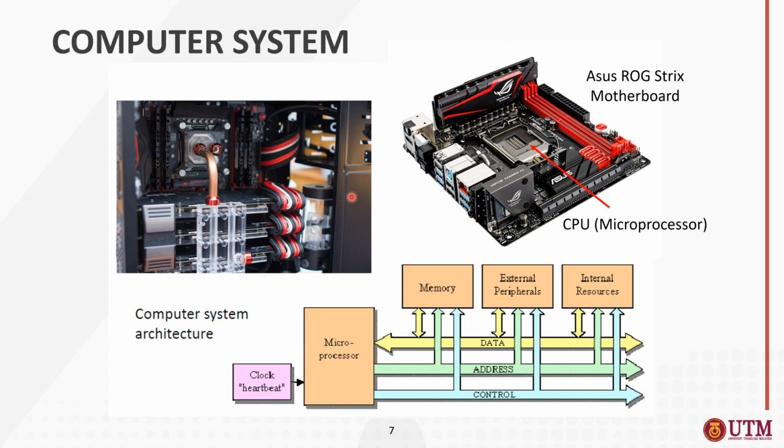Right, so this is an example of the motherboard of the Asus ROG Strix. This is a computer motherboard. Inside the motherboard, the CPU is installed here. The CPU, which is the microprocessor, will control all of the processes and all of the programs that are run inside your computer.